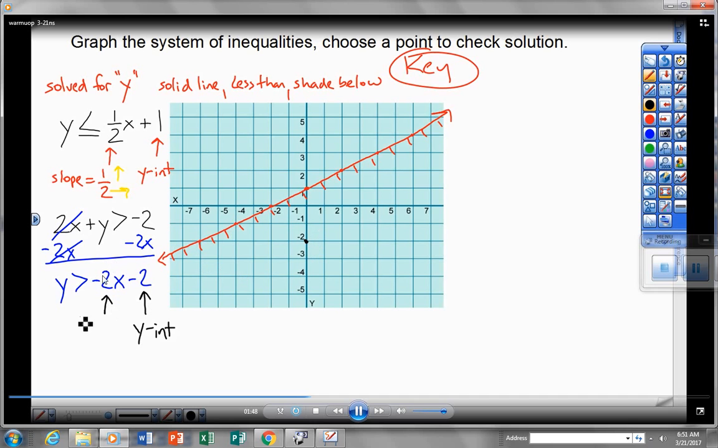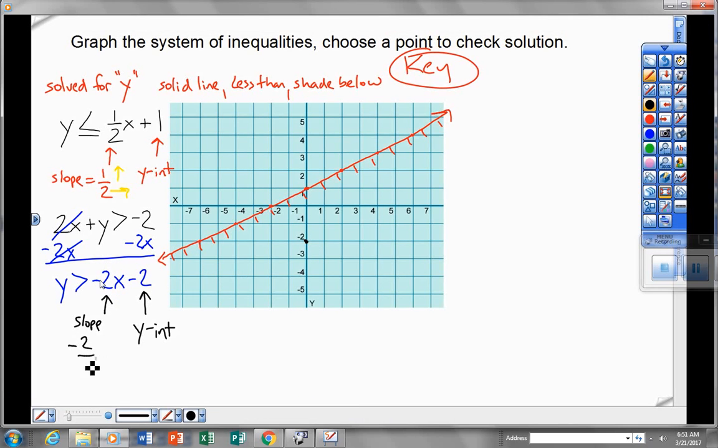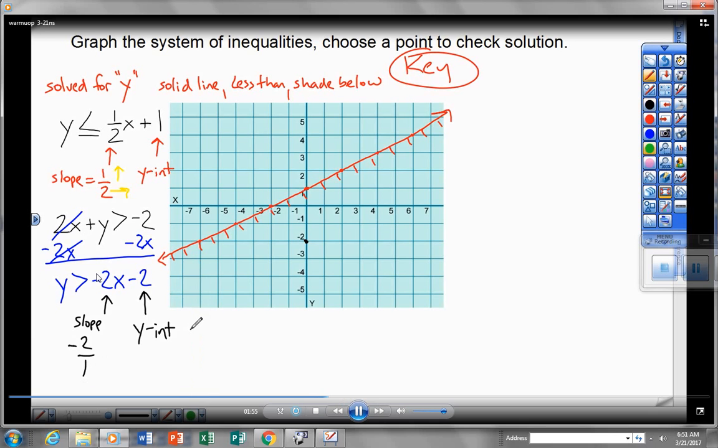Next, I look at my slope, the number in front of x, which is negative 2. Made into a fraction, negative 2 over 1, any whole number over 1. The bottom number tells me to go right 1. The top number tells me from there to go down 2. So here I go. Negative 2 is where I start. Right 1, down 2. Right 1, down 2. Be able to stair step both directions. So here I go in the other direction. Still on the same line.